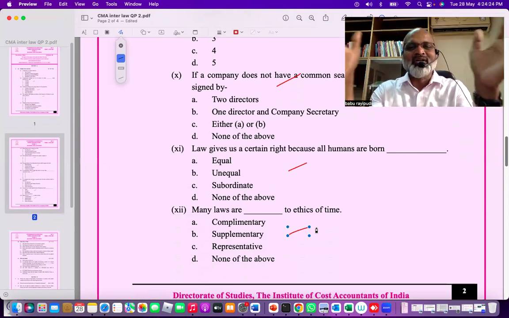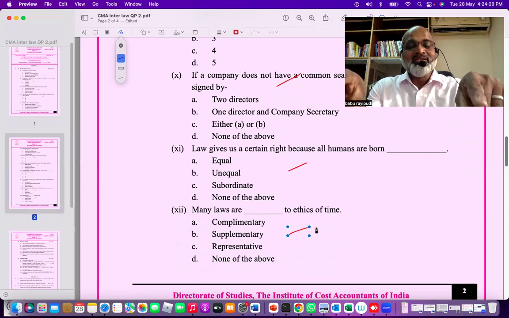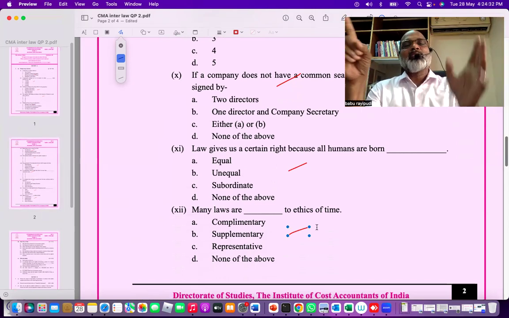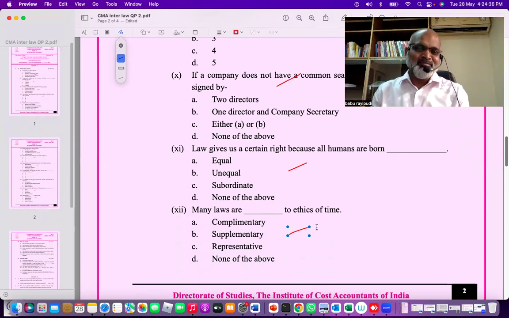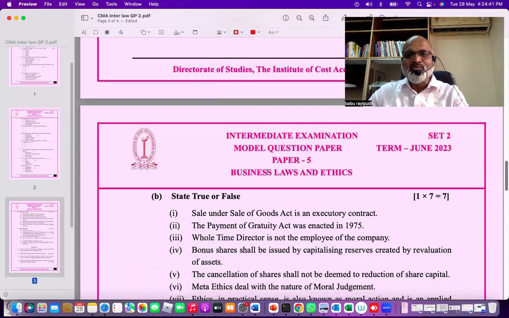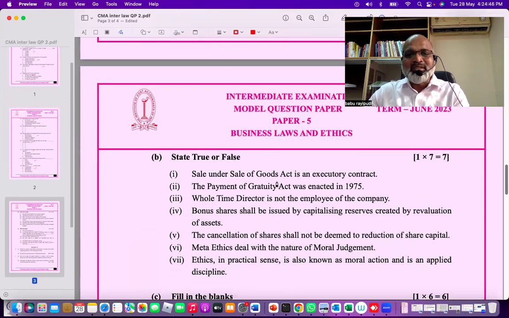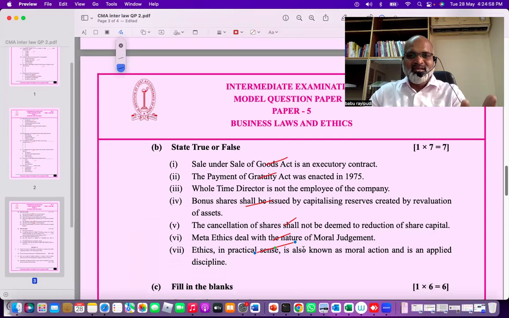So if you look at the overall scenario, since the number of questions is less over here, they try to ask at least 1 question from every act, but overall company law questions are more. Then next, in this model paper, true or false questions were also there. In true or false questions, you see sale of goods 1 question, gratuity 1 question, company law 1 question, bonus 1 question, company law second question, ethics 1 question, ethics 2 questions. Again, company law and ethics are dominating here, right?